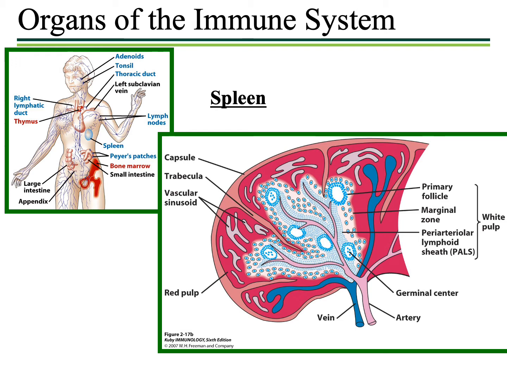The white pulp, however, is the portion that is really important for eliciting immune responses, and that is where T cells, B cells, and macrophages are found, and specifically B cell and T cell activation can take place within the white pulp. Again, the spleen is a filtration unit for the blood, so what this does is allow for detection of systemic infections that have entered into the bloodstream of the host.